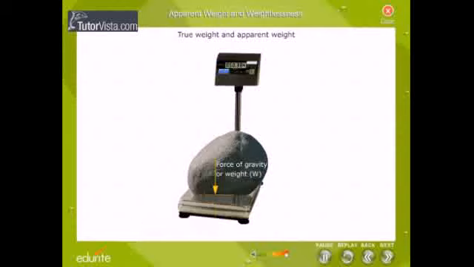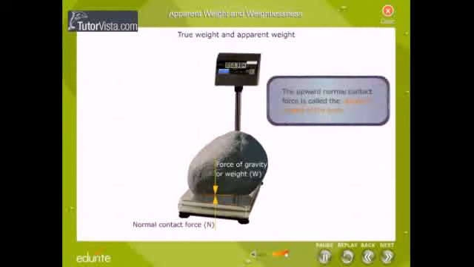It is this upward normal contact force exerted by any supporting surface which gives a feeling of weight. This upward normal contact force is called the apparent weight of the body. The value of this upward normal contact force N depends upon the state of motion of the body.